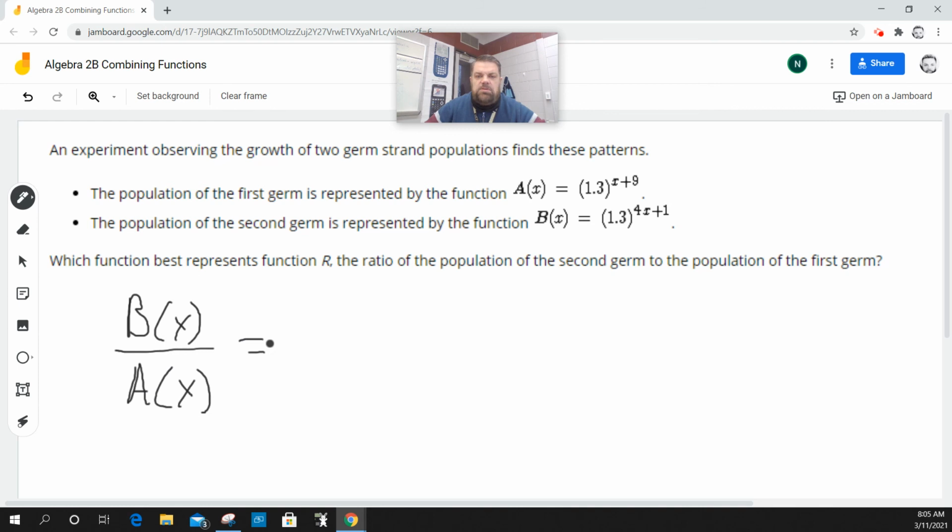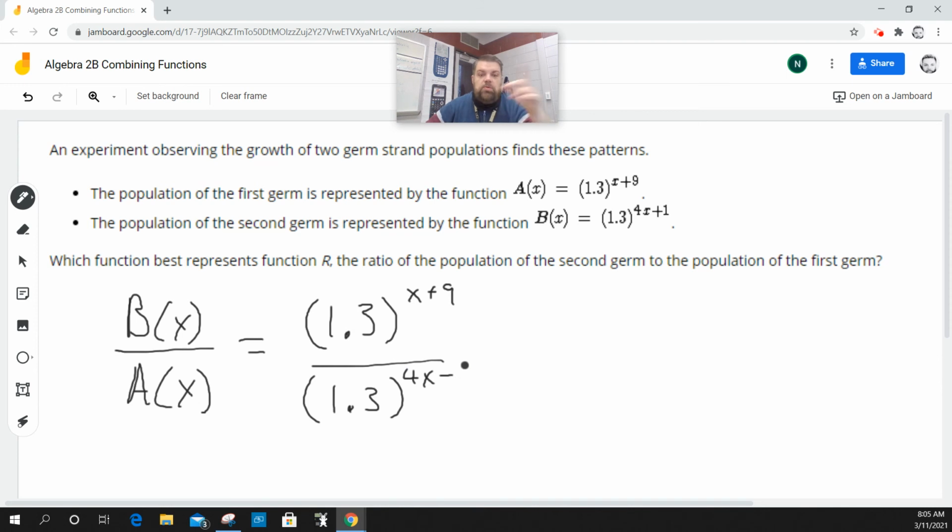All right, cool. So then we have this base of 1.3, and that's raised to the x plus 9 all over 1.3, which is the same base, raised to the x. Oh, you know what? I'm sorry, I wrote that backwards. Up here, b is 4x plus 1. And then down here, a is x plus 9. Phew, would have got the whole thing wrong if I did it that way.